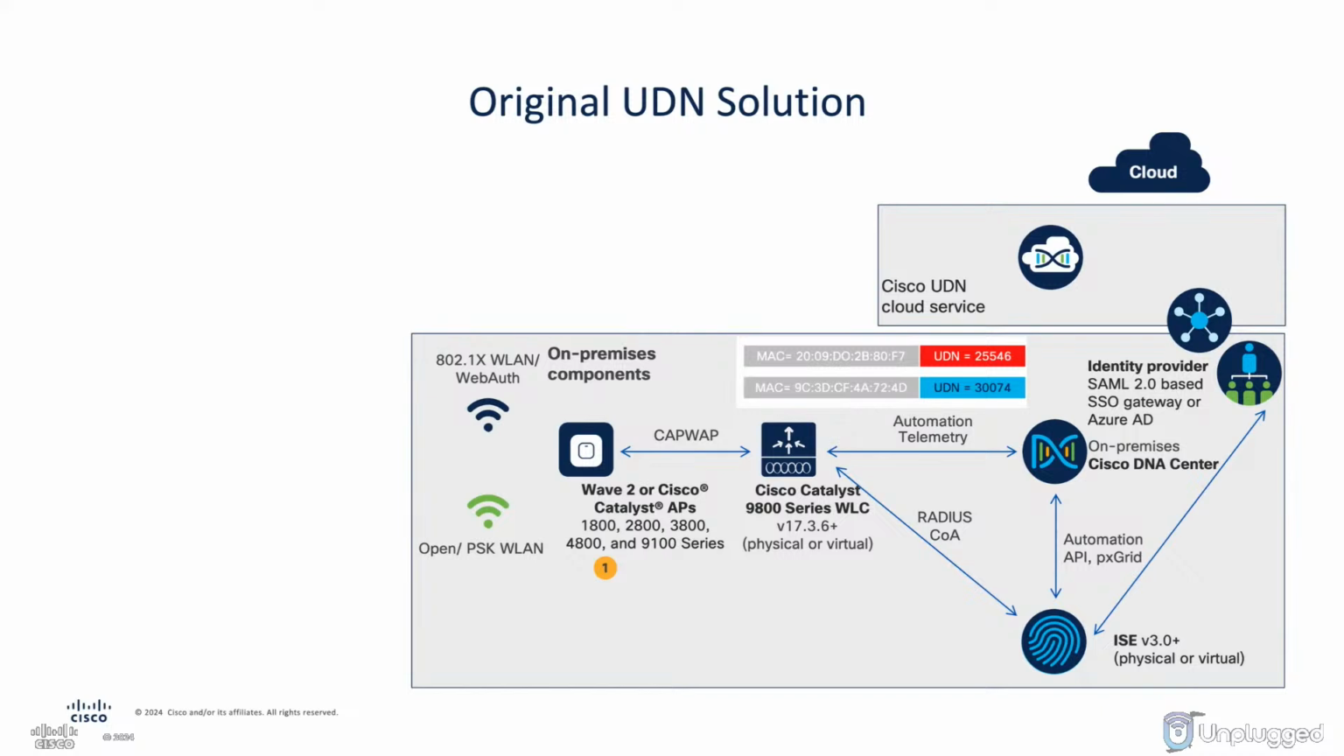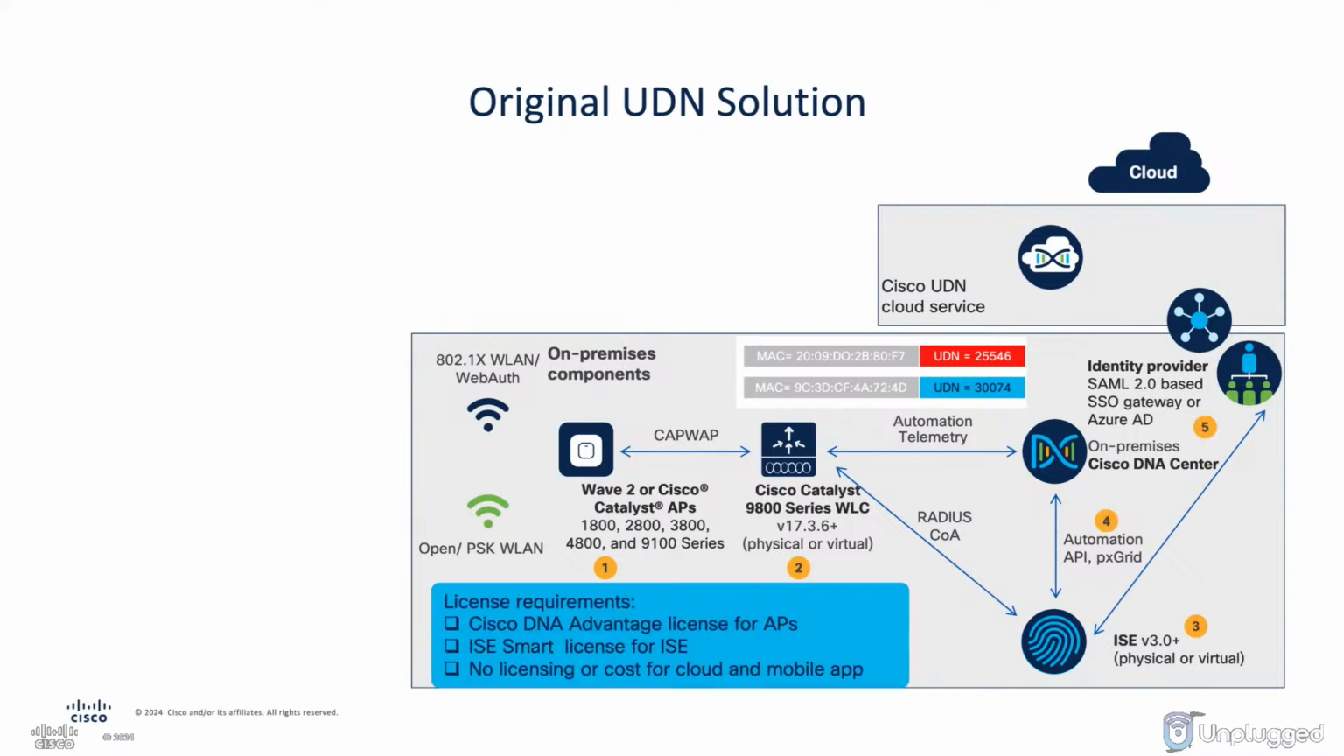Effectively, when a MAC address registered onto the network, when a client registered on the network, we would assign that UDN ID, very similar to that WPN group ID. It's the same basic concept. It was a unique identifier for those particular users. We had some licensing requirements as part of this. I'll go ahead and build this out a little bit more.